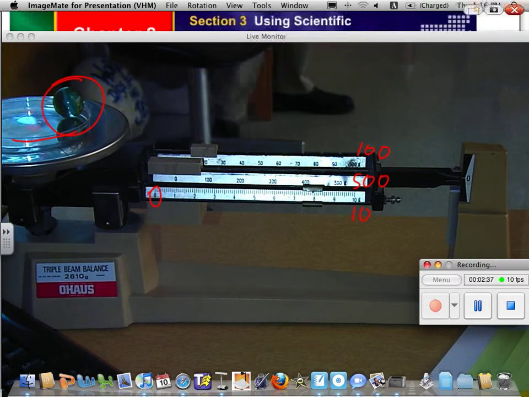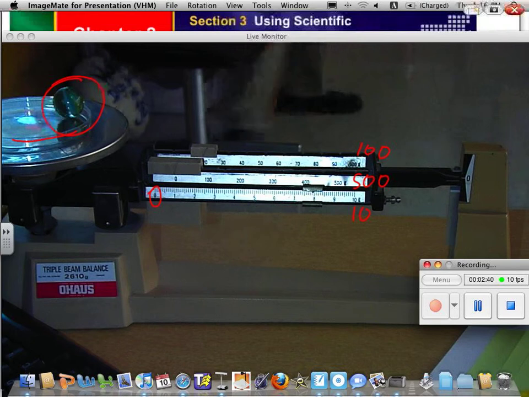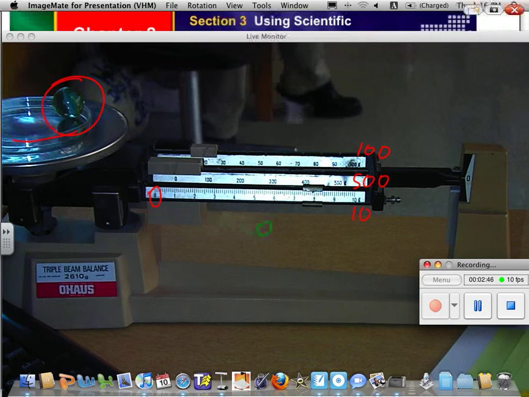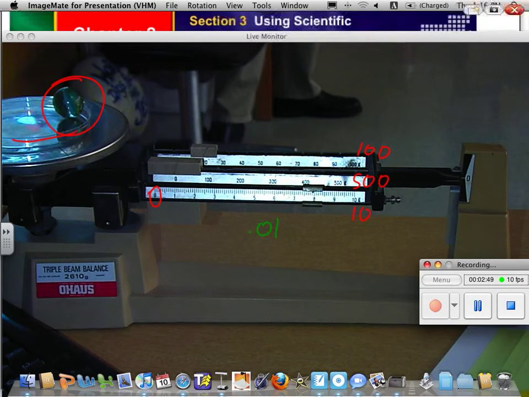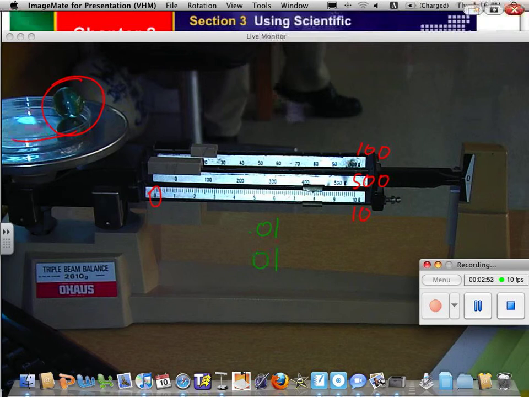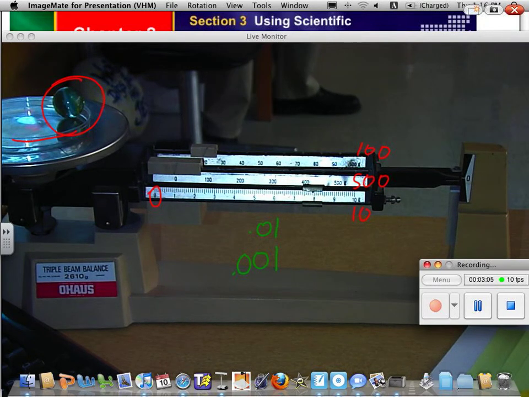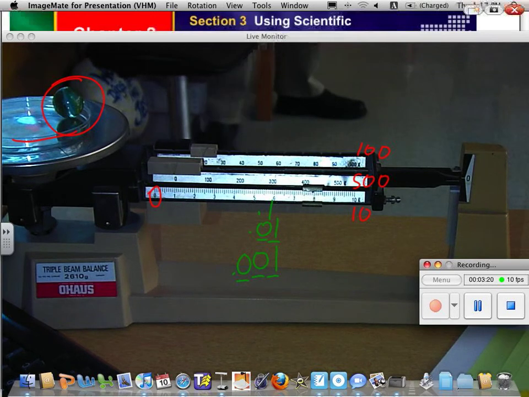Now, here's another question. What is the smallest increment of measurement? One person says 0.01, it'll measure to a hundredth of a gram. Another says a thousandth of a gram. Anyone else have an opinion? Kara says 0.1 of a gram. Well, actually, the right answer is 0.1.